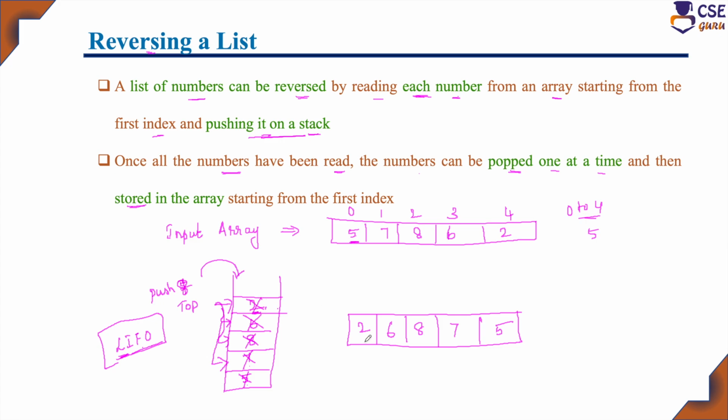Okay. So 2 will be popped and stored in an array. 6, 8, 7, 5. Now the list is reversed. Okay. We have done this with just push and pop operations in an array. The list is reversed. Very simple logic. This is the most important application of the stack data structure, reversing a list.